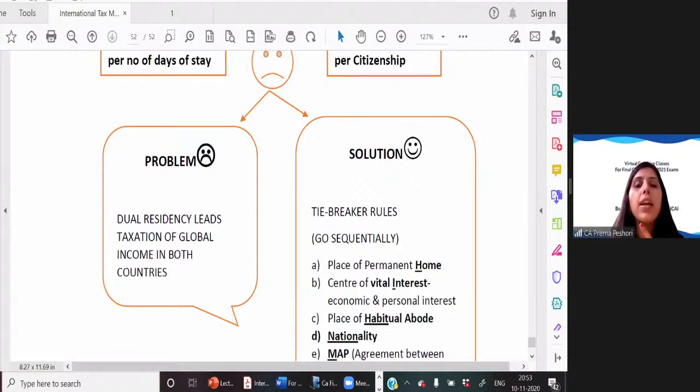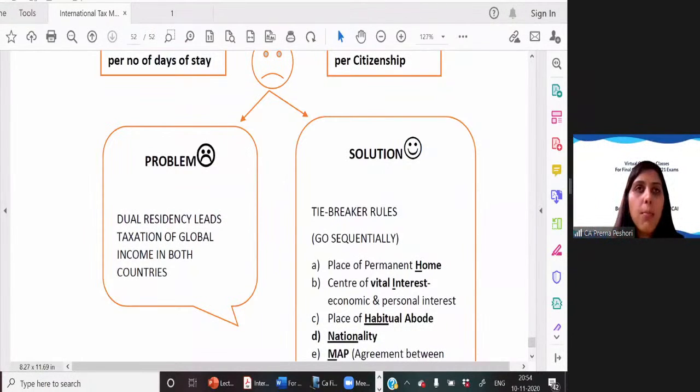Second test: if you cannot find out where your permanent home is, or possibly you may have houses in both India and USA, quite possible, then you have to find out the center of vital interest, meaning where you are earning income from, where you are carrying on the business, where you are pursuing your hobbies, where you are generally staying and performing your activities. That is the center of vital interest, economic and personal interest. If you are doing that in both countries, then you have to look at the third test.